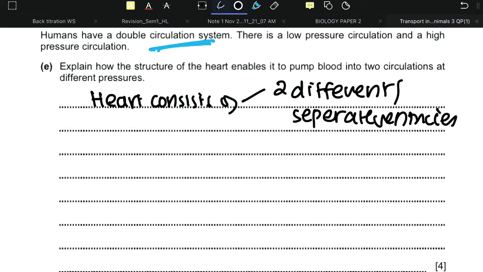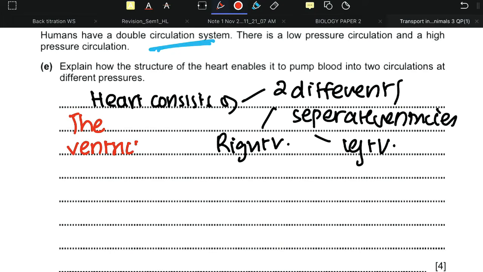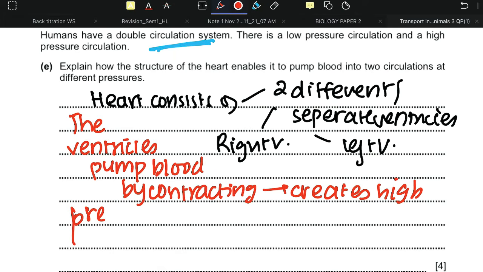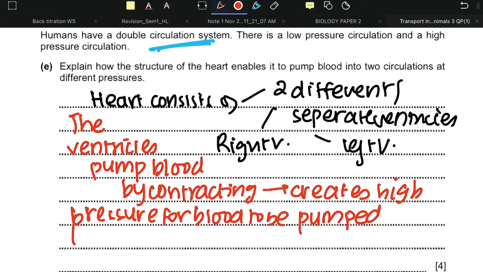You can name it if you like. You can say left ventricle and right ventricle. Now, what exactly do these ventricles do? The ventricles pump the blood. Ventricles pump the blood by contracting at high pressure. So when they contract, this creates high pressure for the blood to flow, high pressure for the blood to be pumped. Alright, this is how the ventricles work.